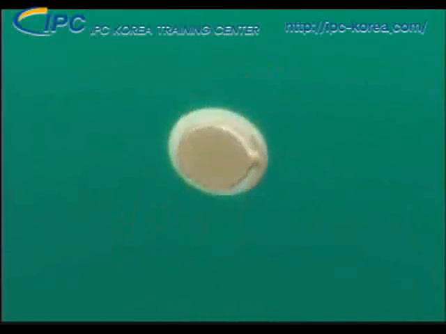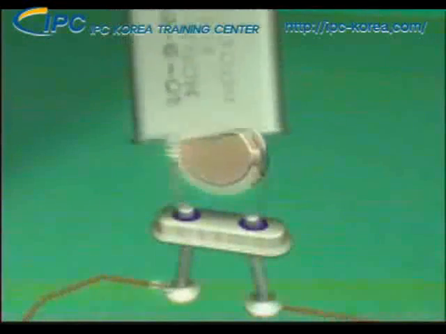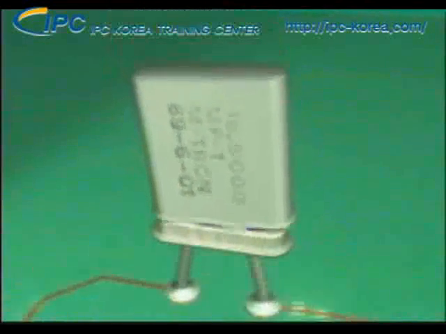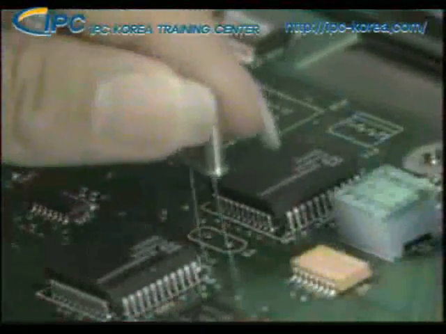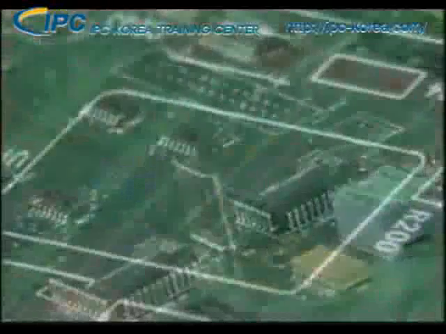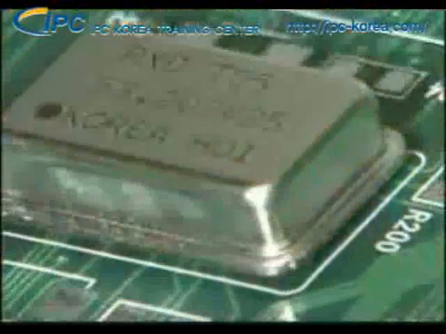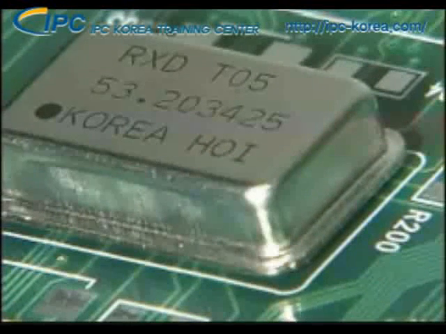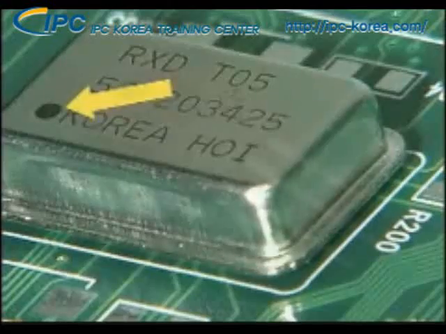Our next component is a crystal. Crystals produce a consistent electrical pulse similar to the ticking of a clock. They are available in through-hole or surface mount packages. Crystals are usually designated by the letter Y. They are measured in frequency, such as kilohertz or megahertz. A chamfered corner or a dot indicates proper orientation.